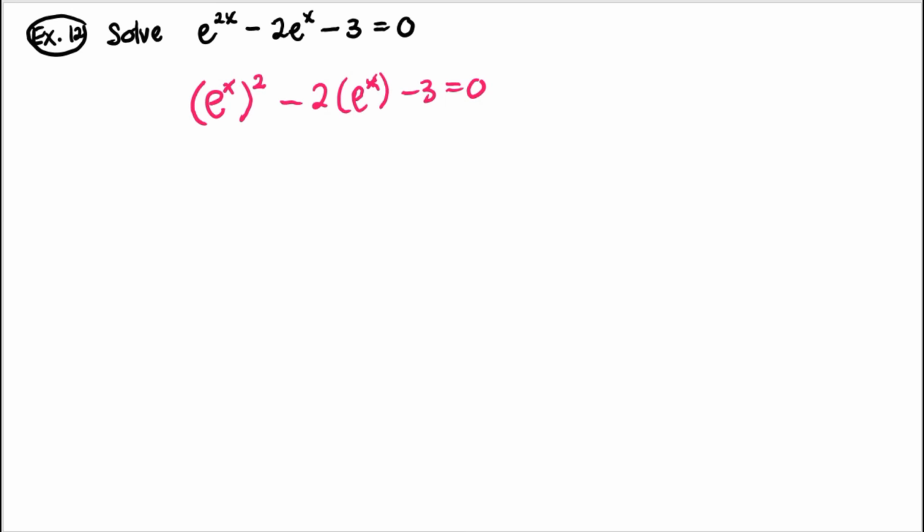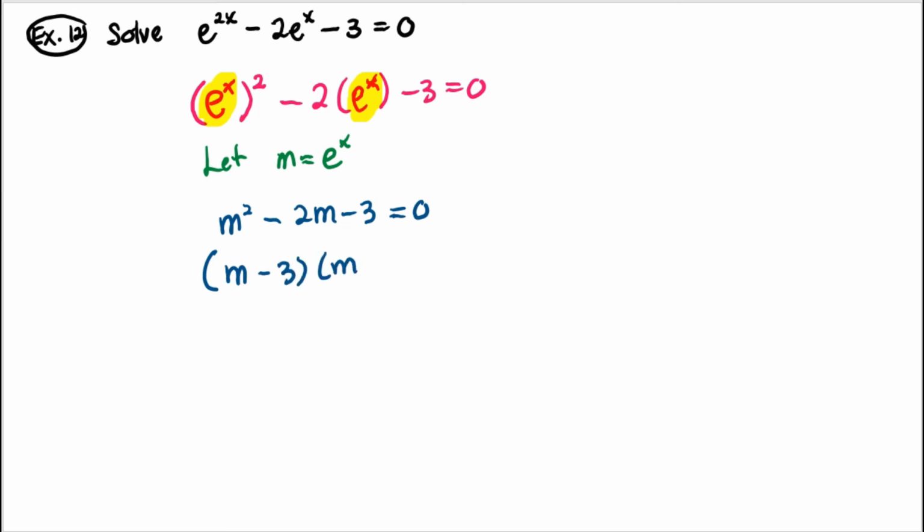We want to change this e to the power of x as a variable m. Suppose we let m be equal to e to the power of x. Therefore, we have m to the power of 2 minus 2m minus 3, which is equal to 0. Using the factorization method, we have (m minus 3)(m plus 1). We have a negative 3m plus m, which gives negative 2m.